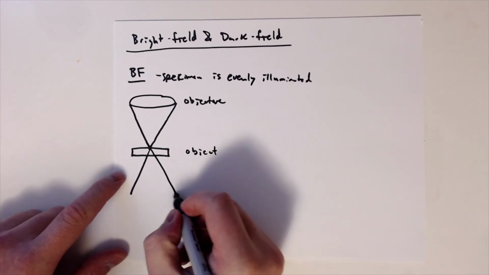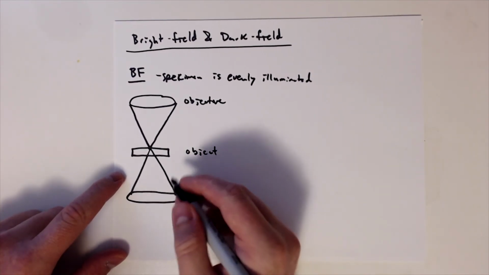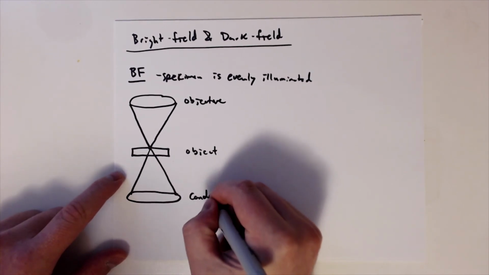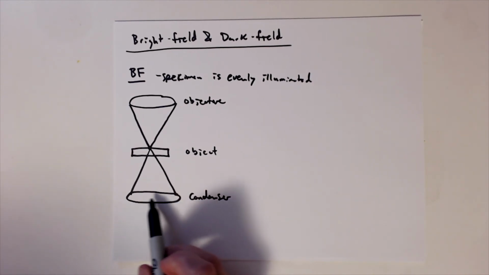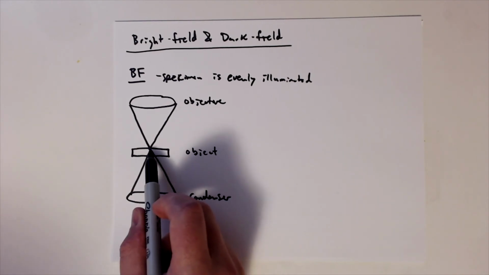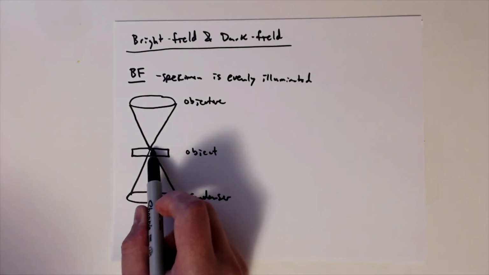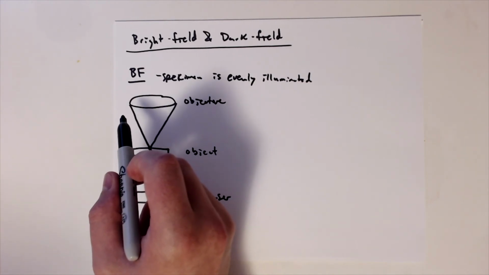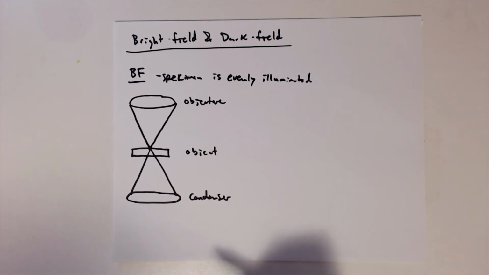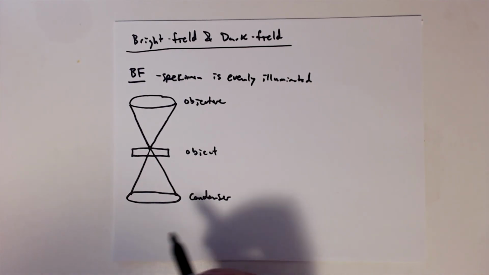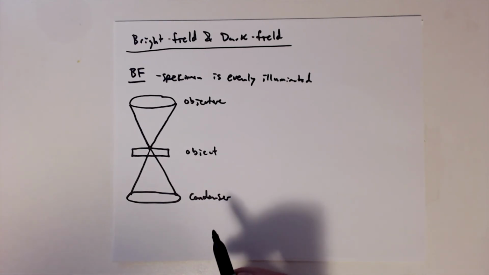and it's going to come from the condenser. So effectively, the light is being condensed by this condenser lens, goes to the object where it converges to that point, and then diverges up to the objective lens. And so it's evenly illuminated in this case, and so that means that a majority of the specimen is illuminated.